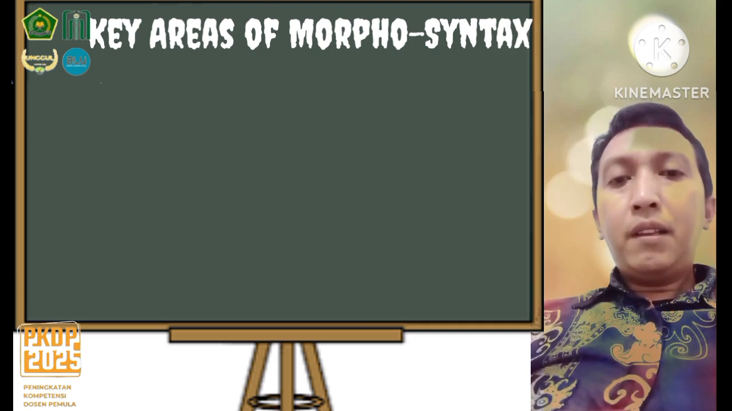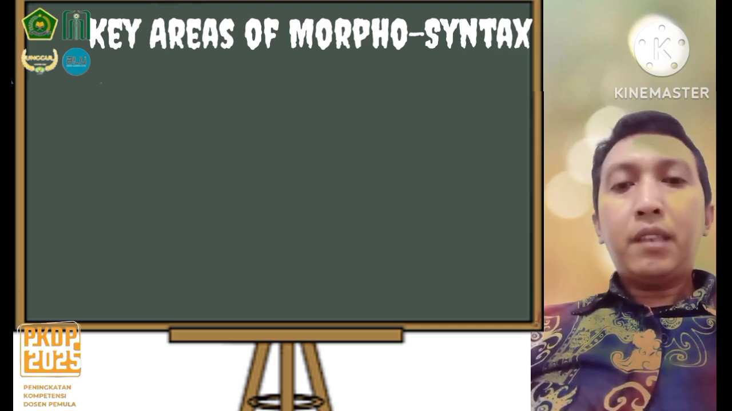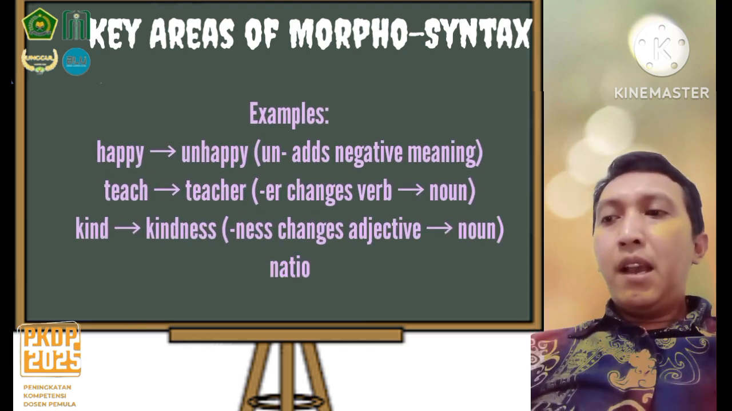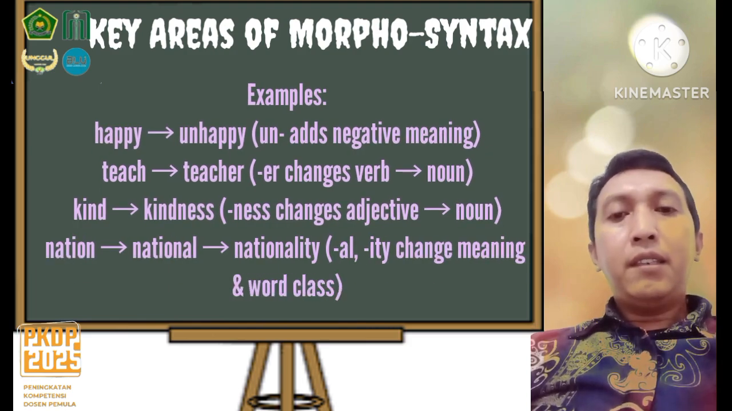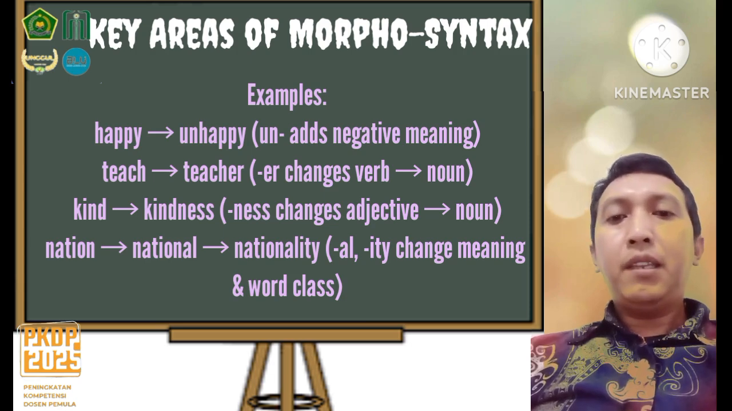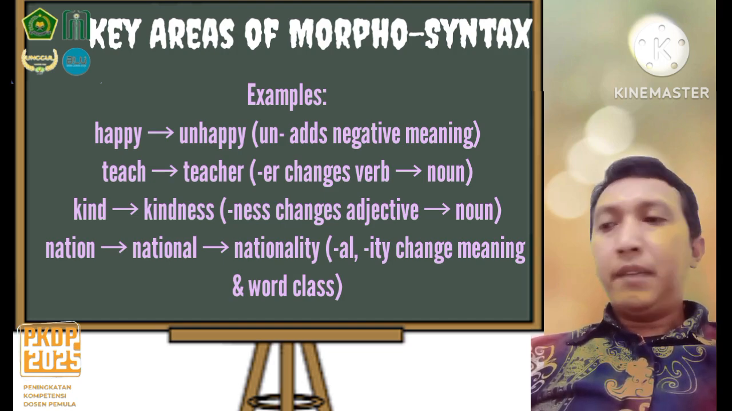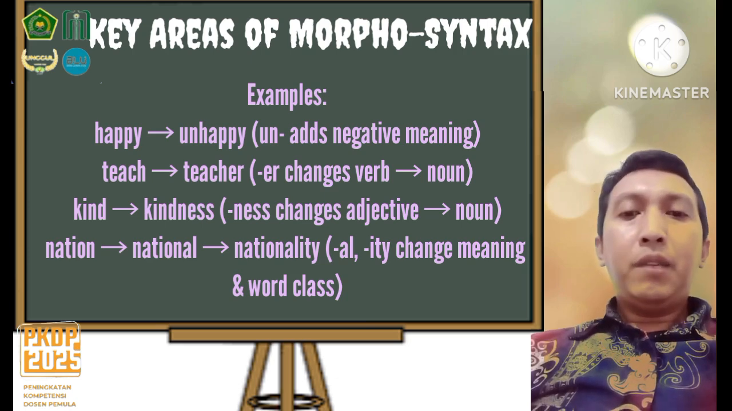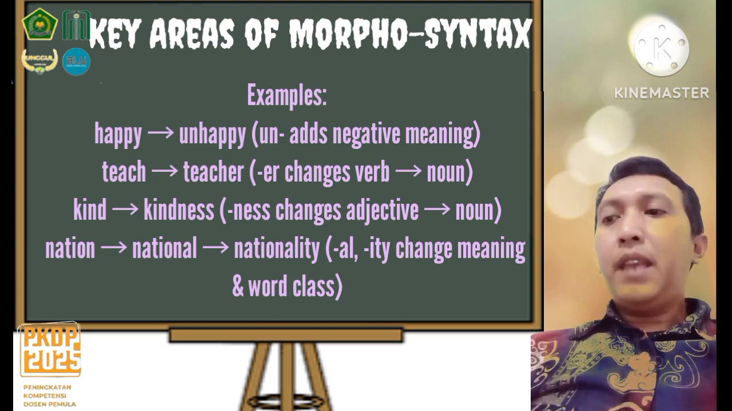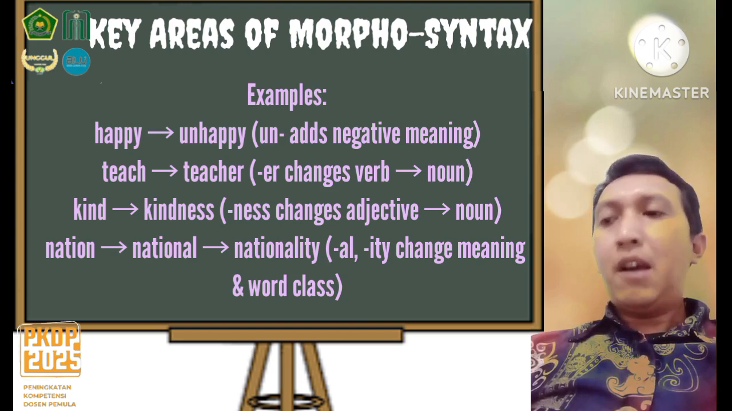Let's see several examples. The first one is happy becomes unhappy. Un adds a negative meaning. This prefix un means negative meaning. So from happy to unhappy there is a change of meaning. And the second one, teach becomes teacher. There is a suffix er that changes a verb into a noun.